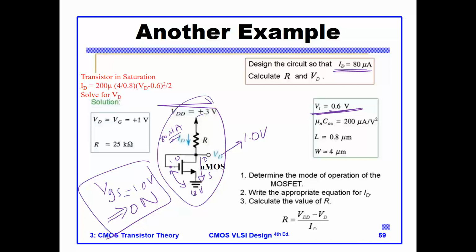Now let's see in what region it is. With this kind of configuration, the gate and the drain tied, it must be in saturation. If you compute the relation, VDS and VGS minus VT: VDS is 1 volt, and VGS minus VT is 1 volt minus 0.6 volt, which is 0.4, and this is greater than. So VDS is larger than VGS minus VT, therefore it is in saturation. Now I apply the current equation for saturation, and I can solve this equation for ID, and basically I can solve for VD.